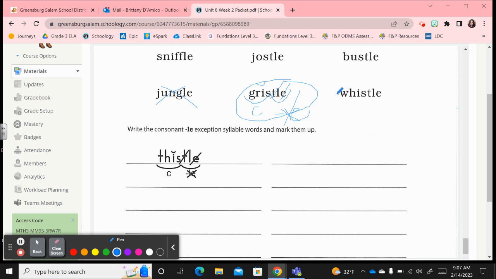And then the last word we know is an exception as well. Whistle. Whis, closed. Consonant LE exception with the silent E and the silent T.